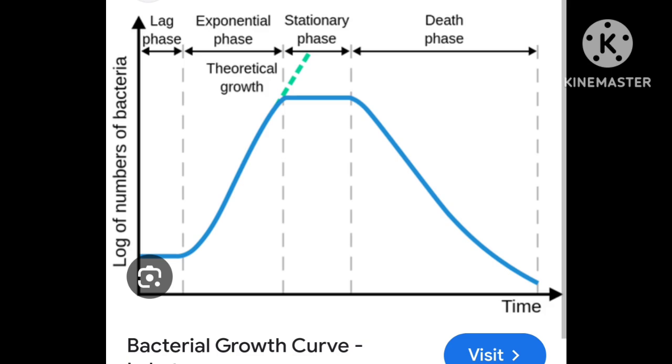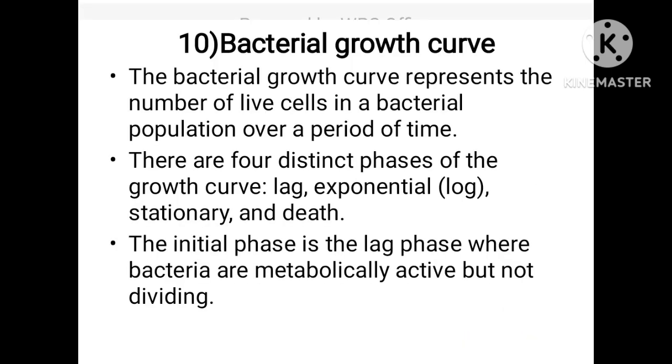Question number 10, bacterial growth curve. The bacterial growth curve represents the number of live cells in a bacterial population over a period of time. There are 4 distinct phases of the growth curve. The initial phase is the lag phase, where the bacteria are metabolically active but not dividing.